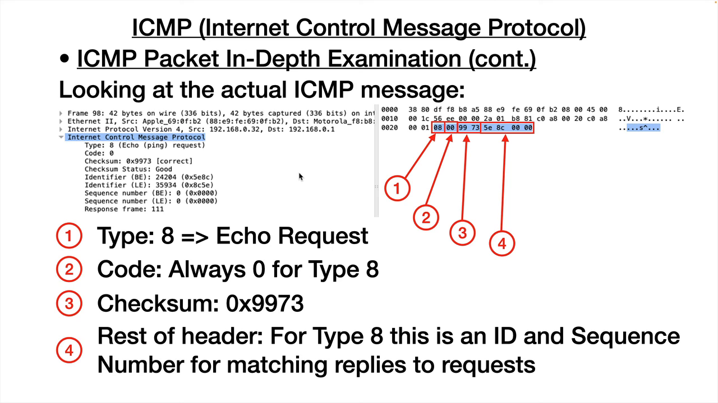And notice I have everything highlighted there for the ICMP packet. So this is an example of where there's going to be no data. We don't need the data. Everything we need is in the message itself. So that finishes up the discussion of ICMP.